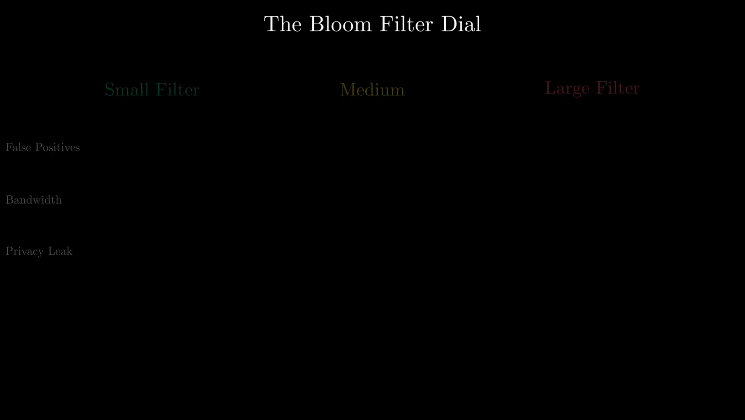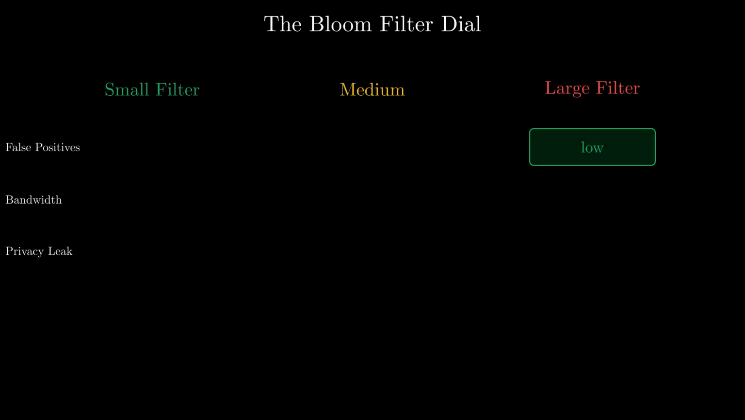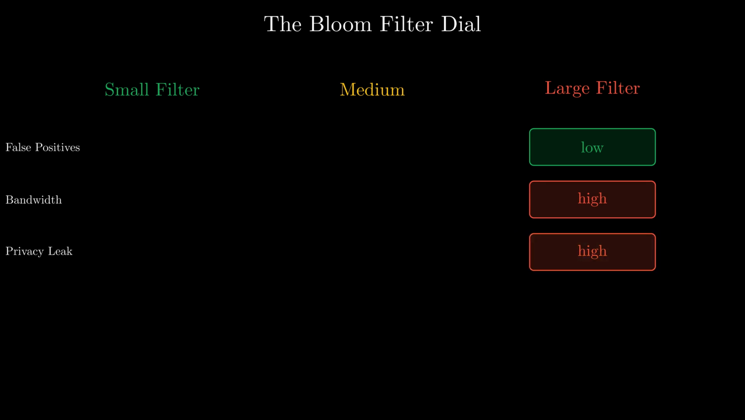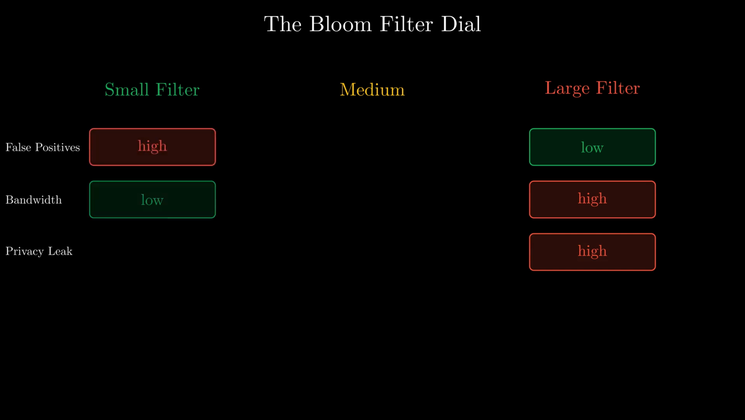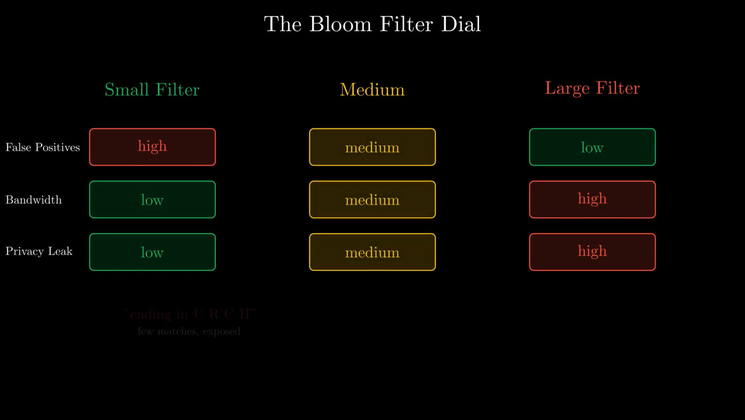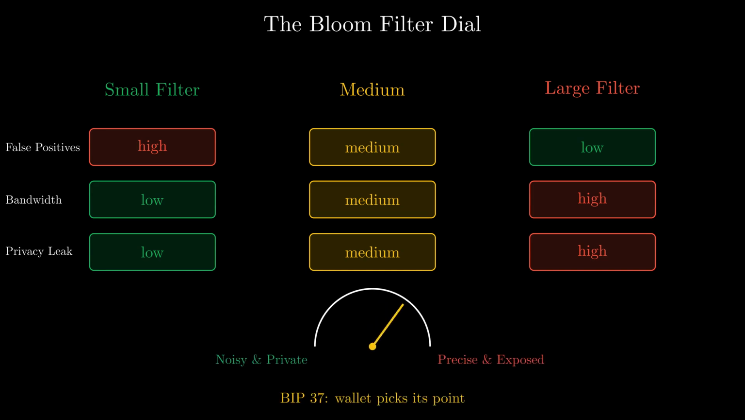The filter is tunable. A larger array with more hash functions is precise. Few false positives, lots of bandwidth saved, but the peer learns almost exactly which addresses you care about. A smaller filter collides more often, returns noise alongside your real transactions, and protects your privacy by ambiguity. This is the tourist asking about streets ending in URCH versus streets ending in just H. More noise, more cover. BIP37 let the wallet pick its own point on this dial.